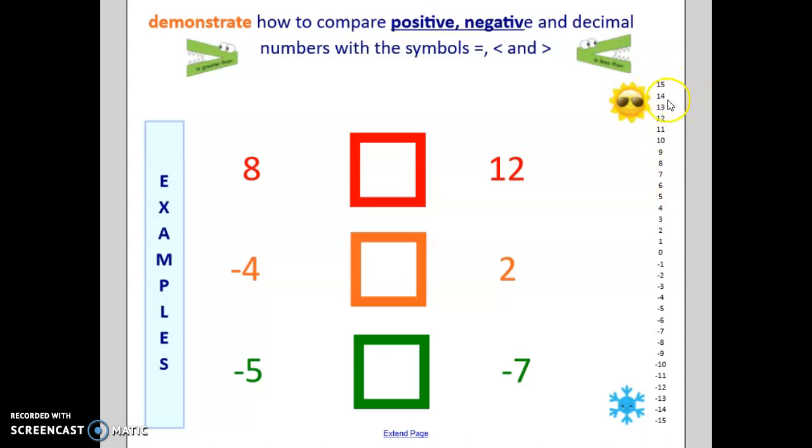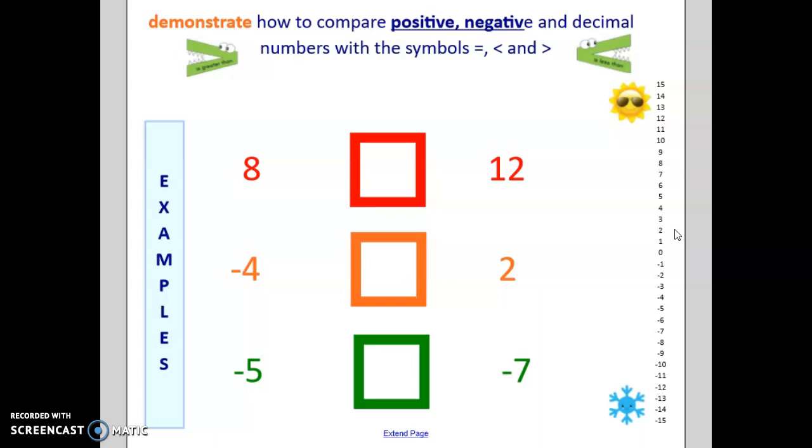But I've started in the nice warm heat of 15. And then I've got colder and colder until I've got to 0, which is freezing. And then I've gone into my negative numbers, and that's why I've got my little snowflake at the bottom. So the reason I've put my number line like this, rather than across the screen like you might have seen before, is just to show you which are the bigger numbers and which are the smaller numbers. And I should be able to use that number line to help me answer these questions.